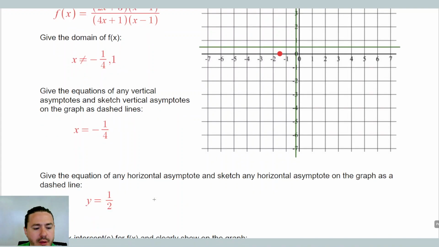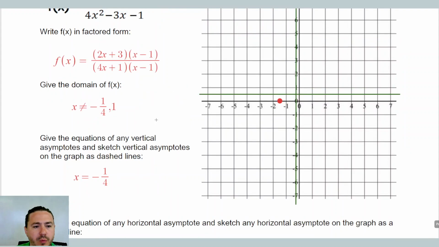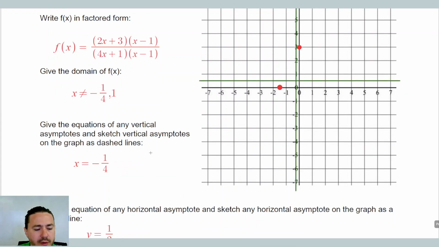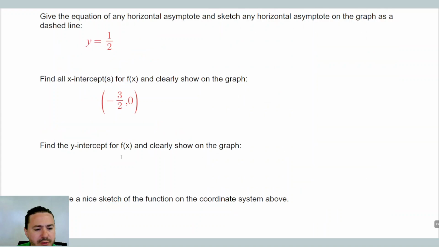And then find the y-intercept. So the y-intercept, if I plug in 0 here, here, here, and here, I get negative 3 over negative 1, which is 3. So I do have a y-intercept right here at 0, comma 3. Now, for some reason, this doesn't actually ask us specifically for the hole, but let's go ahead and figure out where that hole would be.